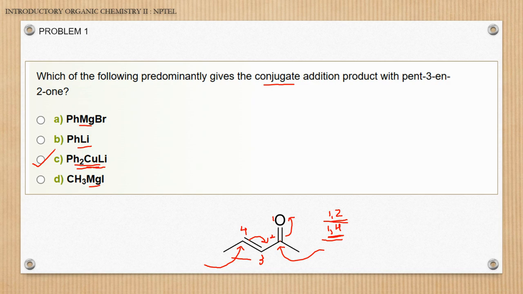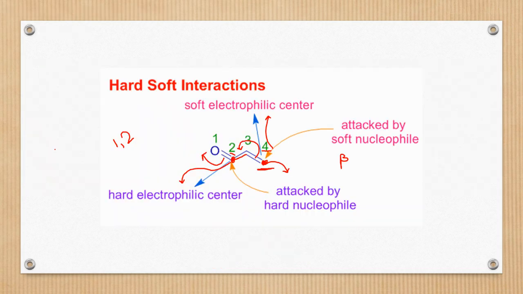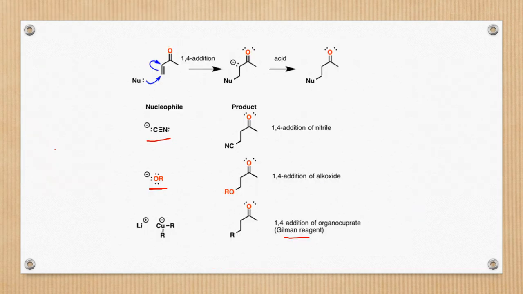Is it clear to everyone why copper is giving the conjugate addition and not the magnesium and lithium? Is it clear? If it is clear, then I am moving forward. Clear to everyone? Yes, yes, ma'am. Okay. So if it is clear, then coming to question number 2.